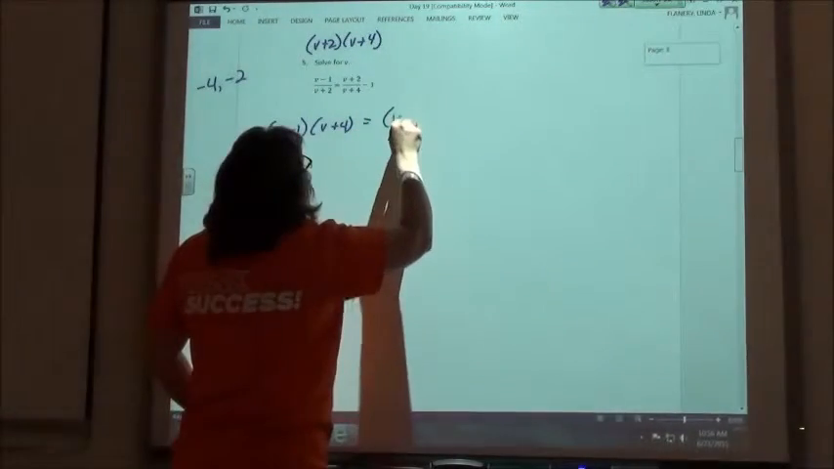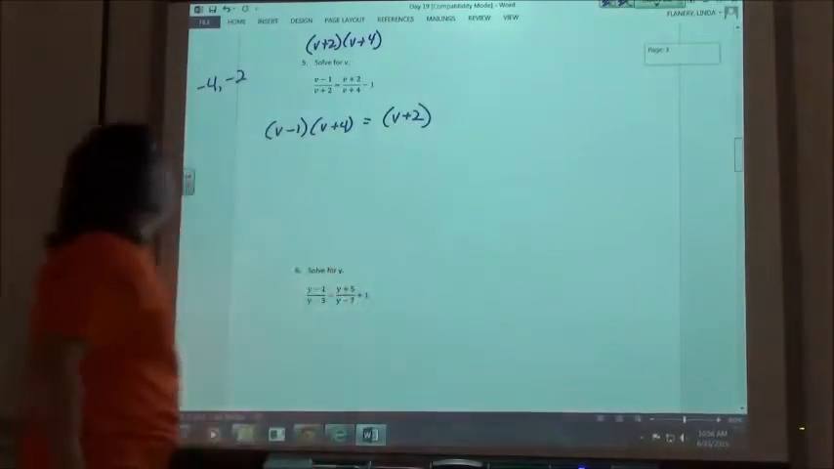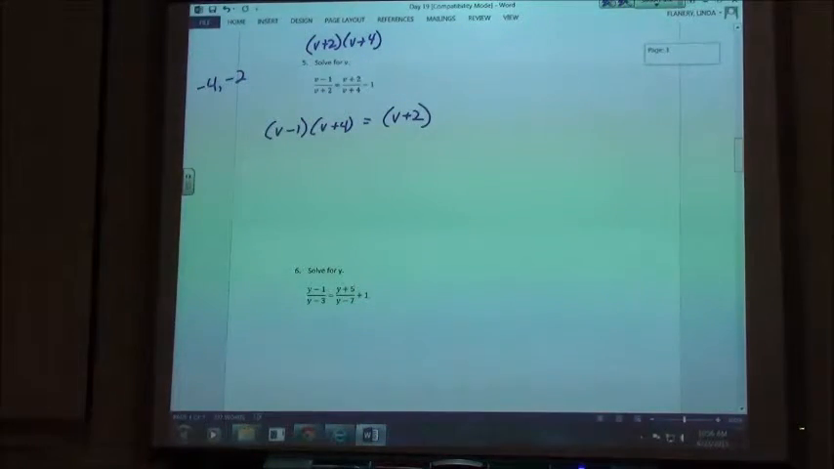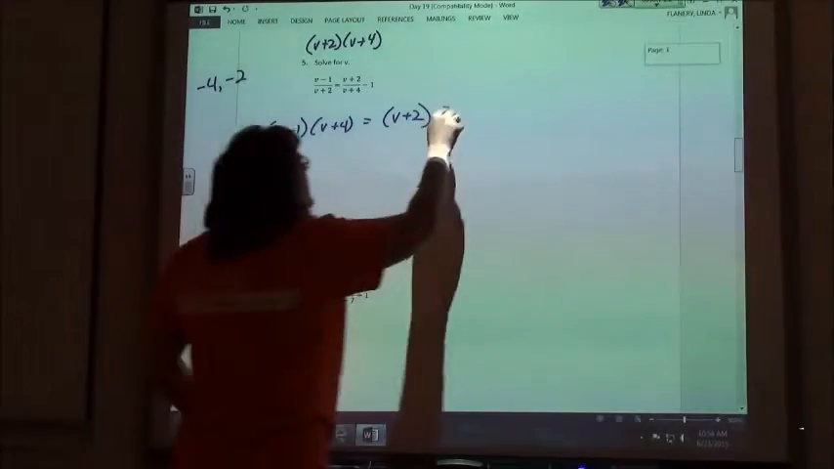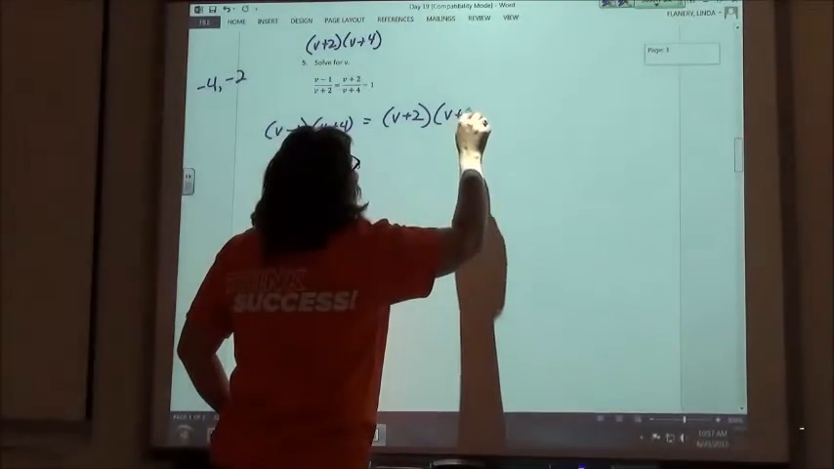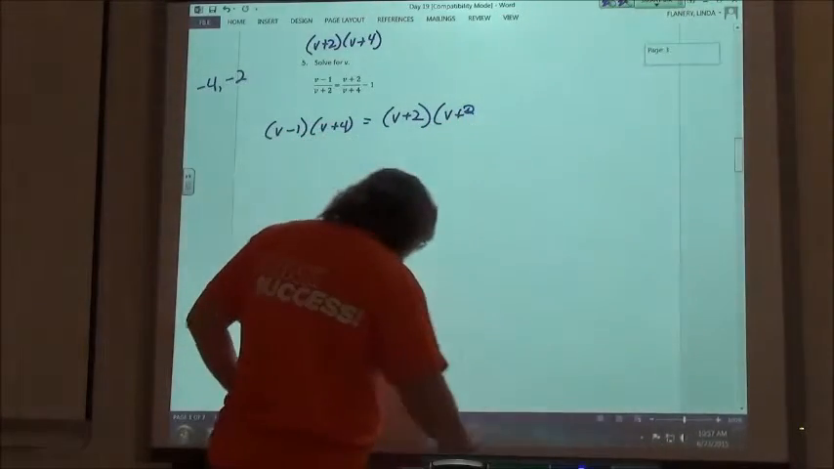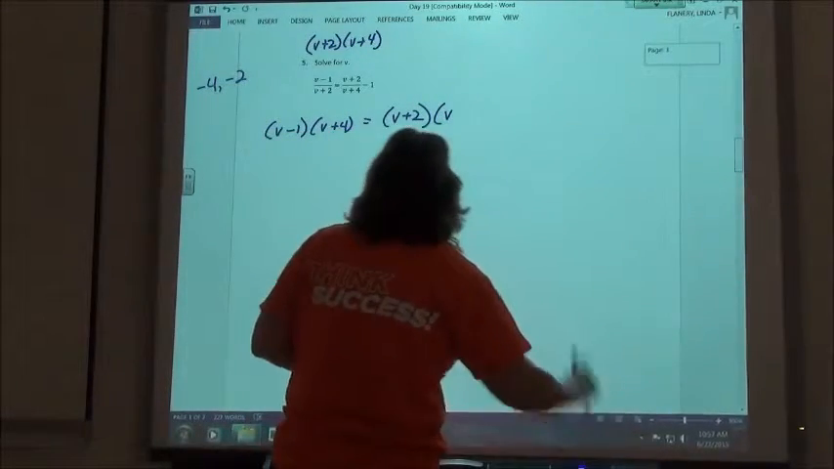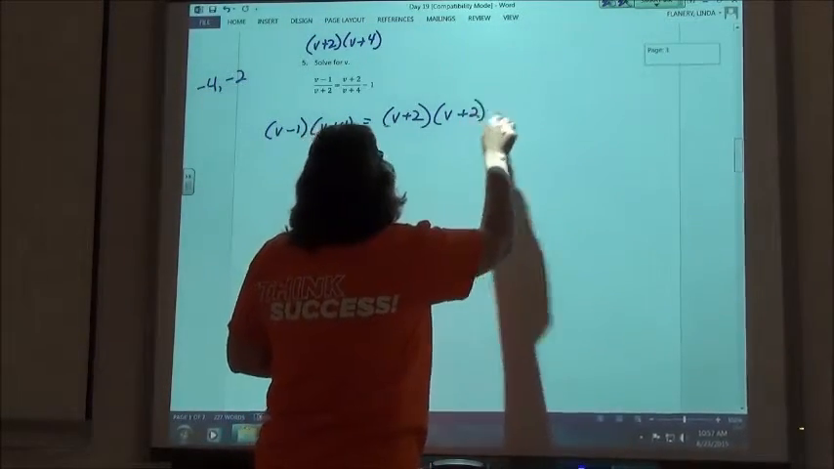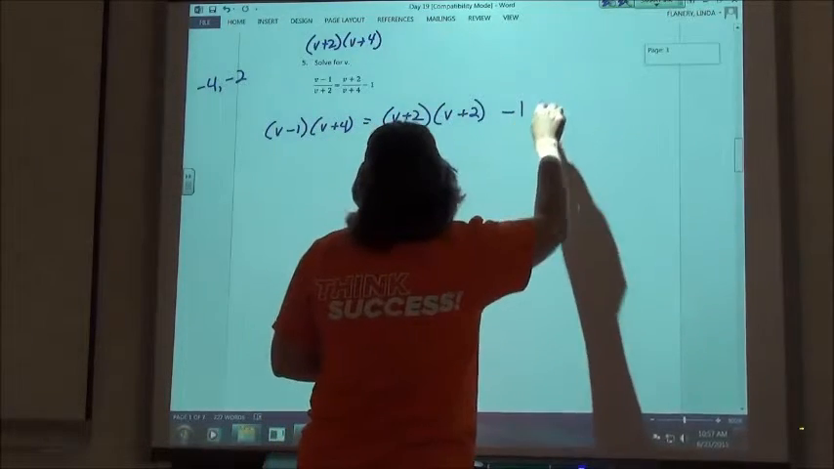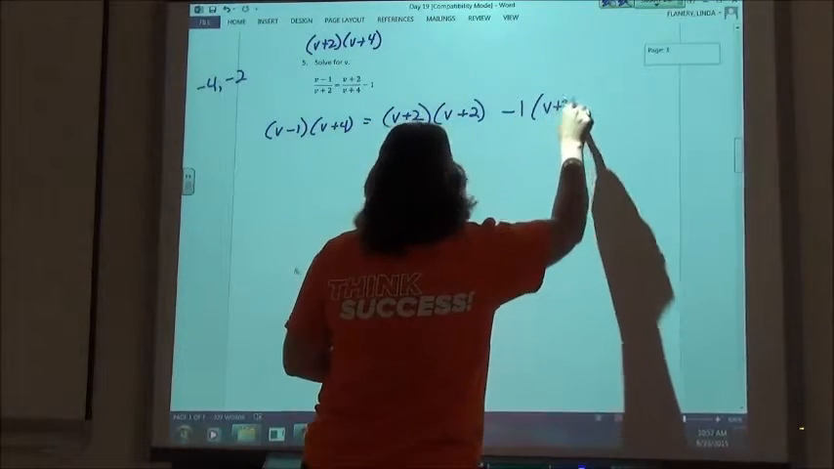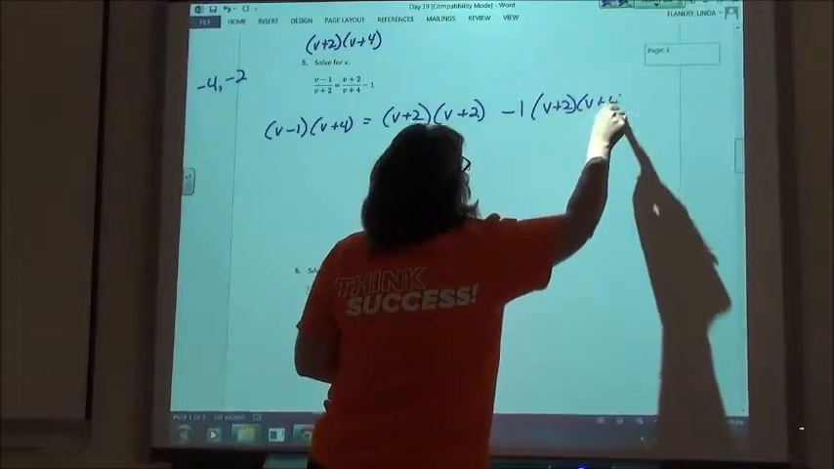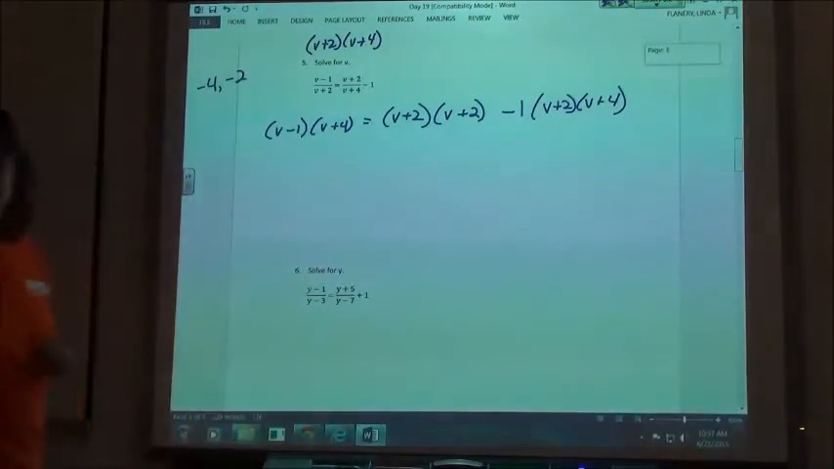On my v plus 2, I'm going to multiply that one by the v plus 2. The v plus 4 would have canceled out. And then my minus 1, I have to multiply by both the v plus 2 and the v plus 4, since I don't have a fraction to cancel either of them out.